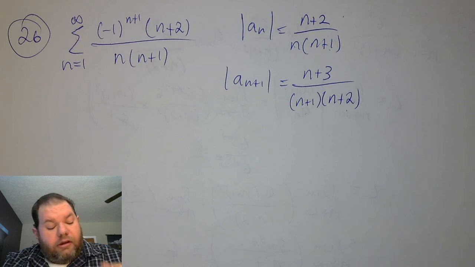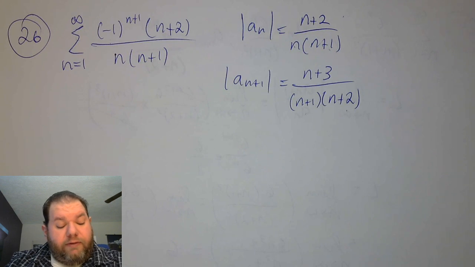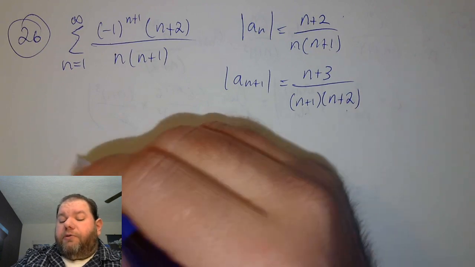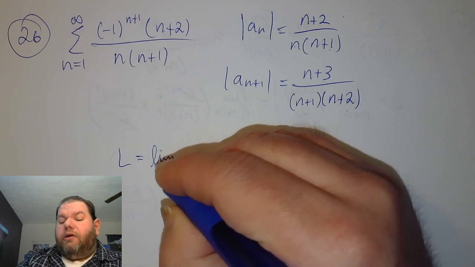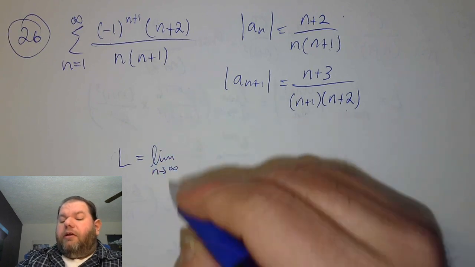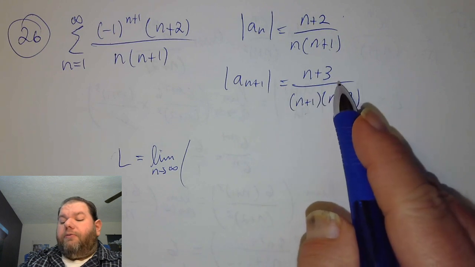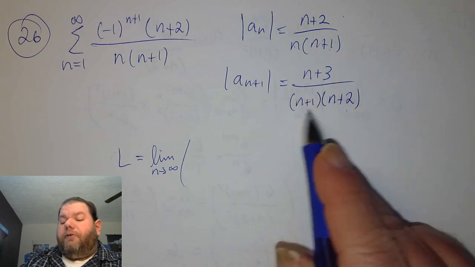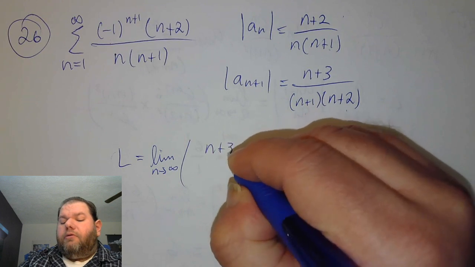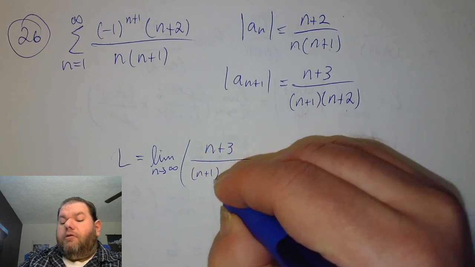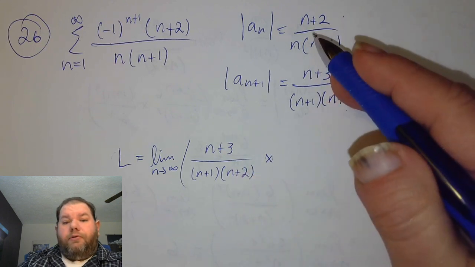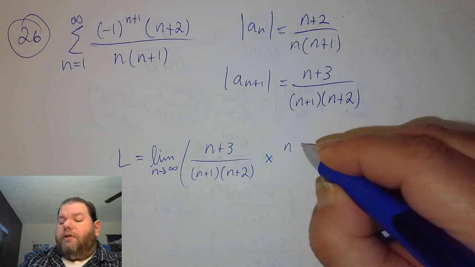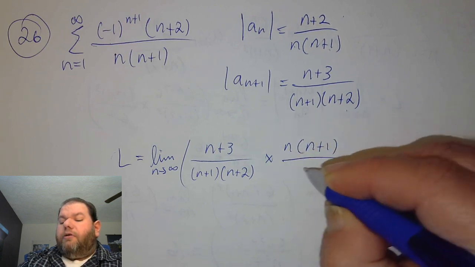I'm not sure I do. There's another one I want to make sure I do. It answers a slightly different question. Anyway, so we want our limit L equals limit as n goes to infinity. And again, we want to take a sub n plus 1 first. So n plus 3 over n plus 1, n plus 2. And we'll multiply by the reciprocal of a n, which is n times n plus 1 over n plus 2.